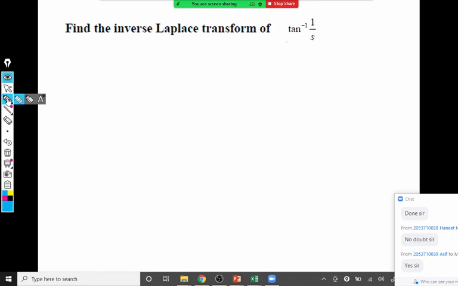Find inverse Laplace of tan inverse 1 by s. So again, remember three key functions: tan inverse, cot inverse, and log. We have to use the derivative. So let me start with f of s again. So let our f of s be tan inverse 1 by s. Is there any property to convert this tan inverse 1 by s to something?